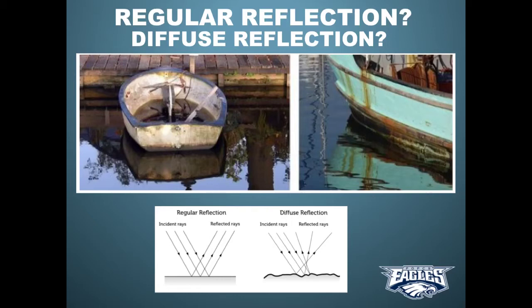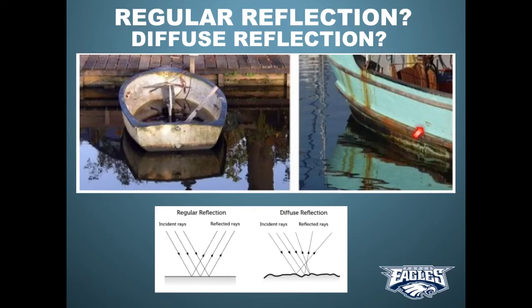If the surface is really smooth, such as in this boat right here, with the water being super smooth and calm, you will get a regular reflection, which is going to produce an image that is clean and has no ripples in it. It's almost exactly what you're seeing. It might be reversed, it's backwards, but it's definitely going to be an image that's clean. A diffuse reflection, on the other hand, is when the surface is not smooth. A diffuse reflection occurs when the reflective surface is not smooth, and it produces a distorted image.